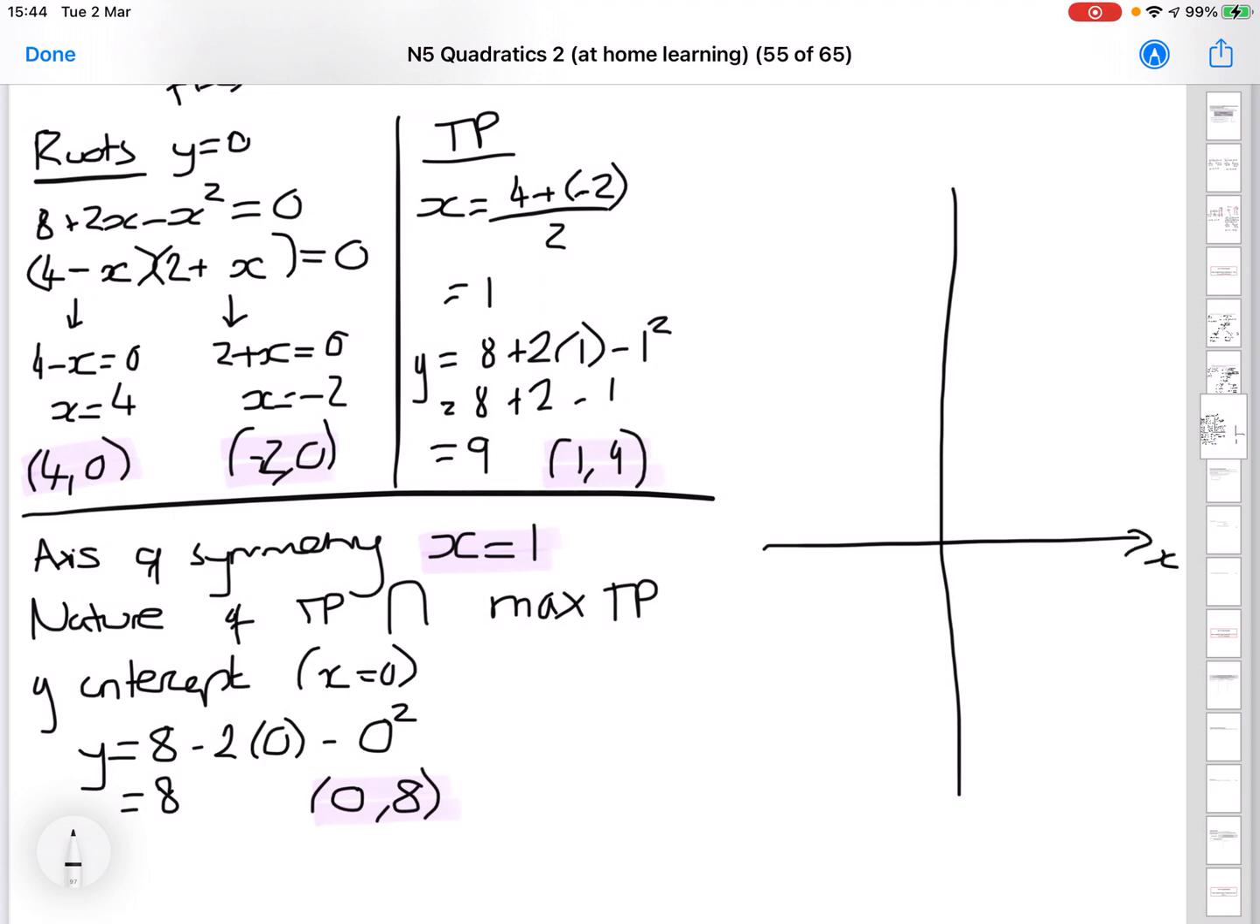so again, I'll do my best to do it as neat as I can for you. So our two roots, first of all, so we've got 4 and minus 2. We've then got our y-intercept of 8, and our turning point is 1, 9, so just slightly higher than that. So then we're doing this sort of upside down U shape, making sure you cross through all the points you've just labelled.